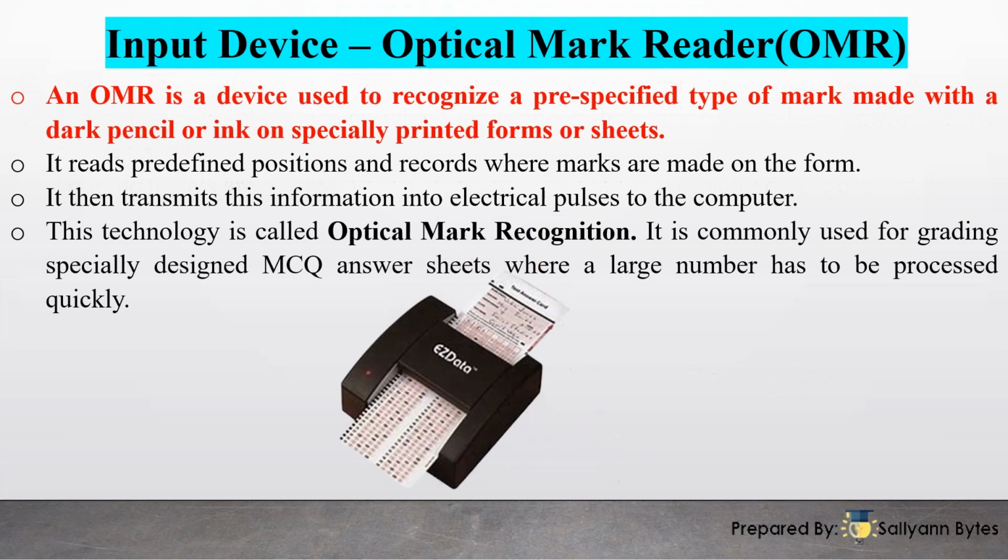Next input device is optical mark reader, OMR. An OMR is a device used to recognize a pre-specified type of mark made with a dark pencil or ink on specially printed forms or sheets. It reads predefined positions and records where marks are made on the form.